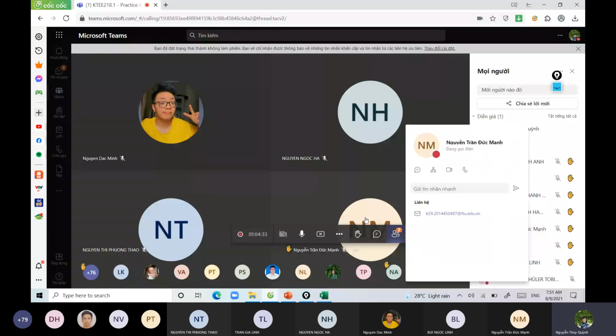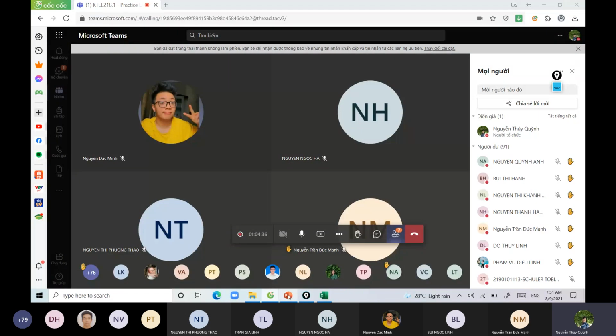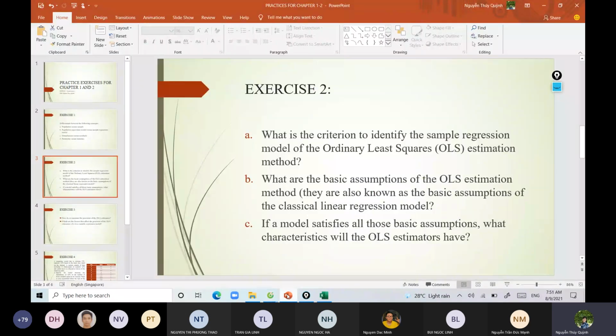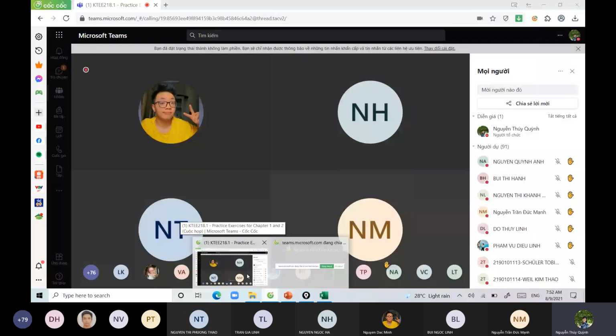Okay, so can anyone help me answer the questions? All three questions in Exercise 2. Anyone? It's short, so you can answer all three questions in Exercise 2.